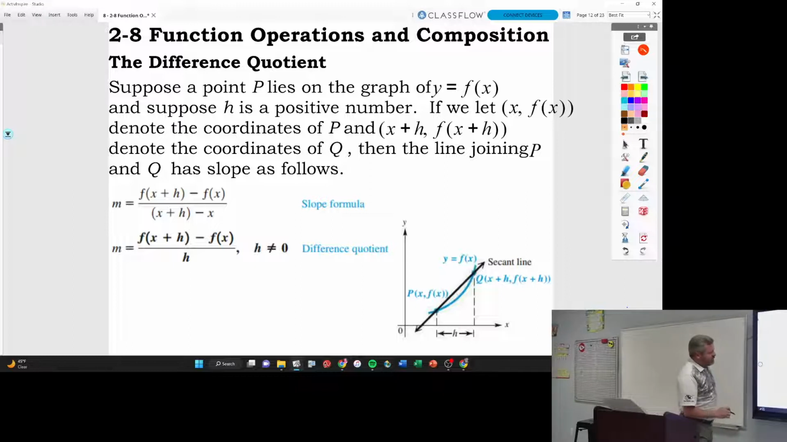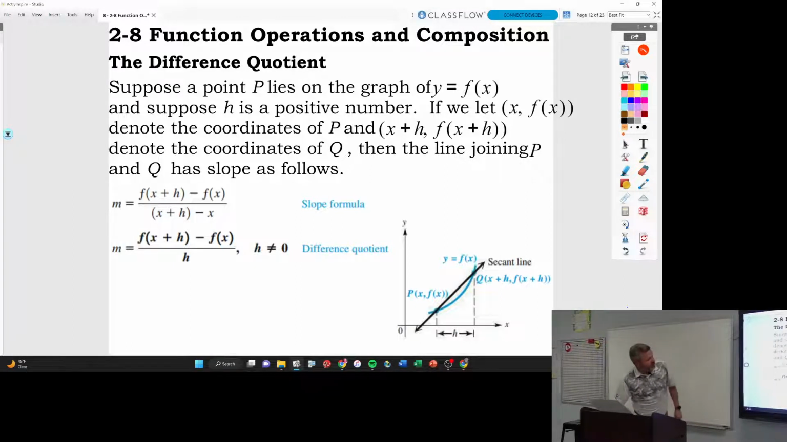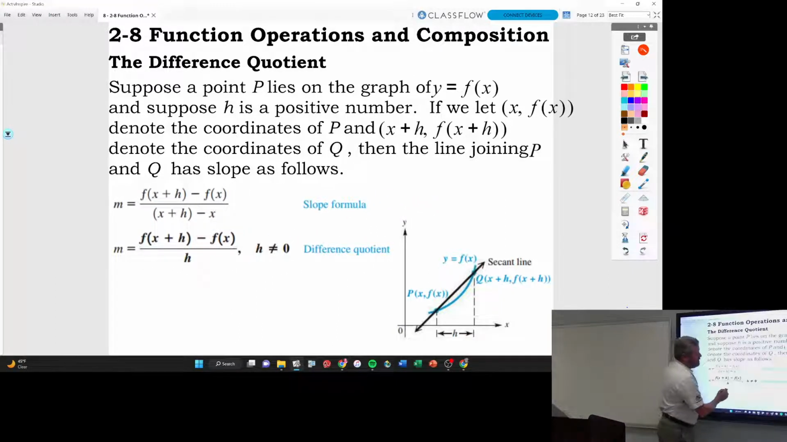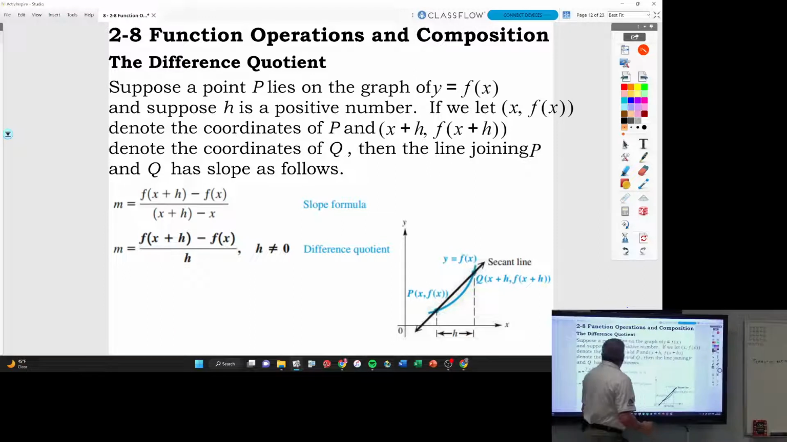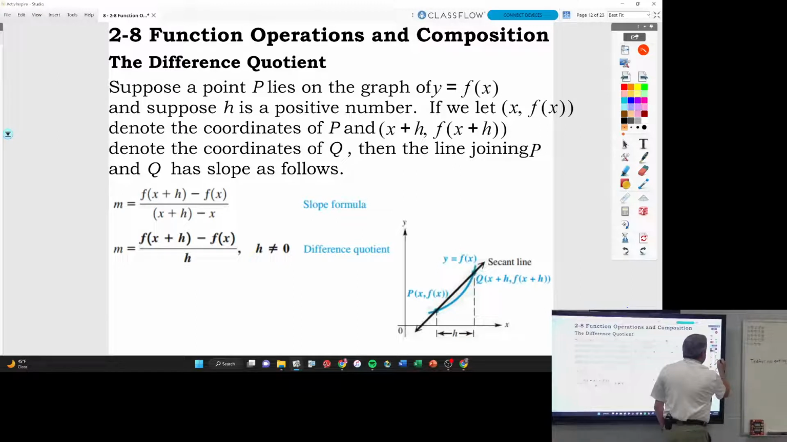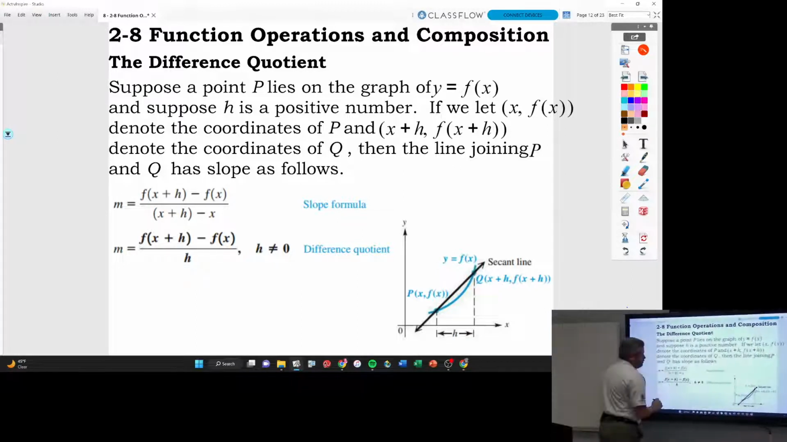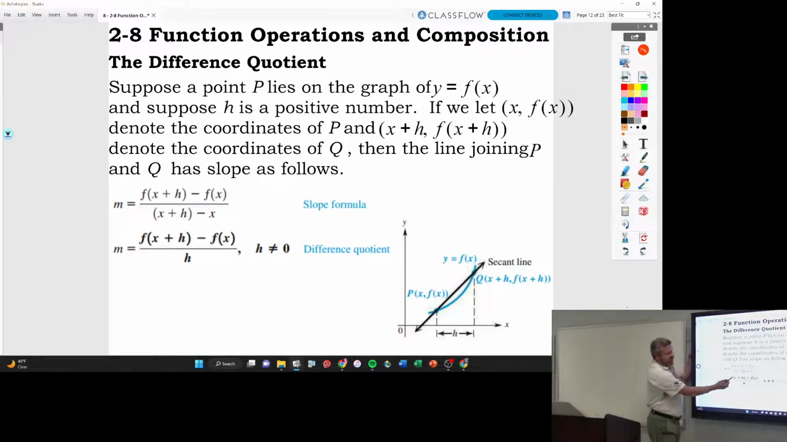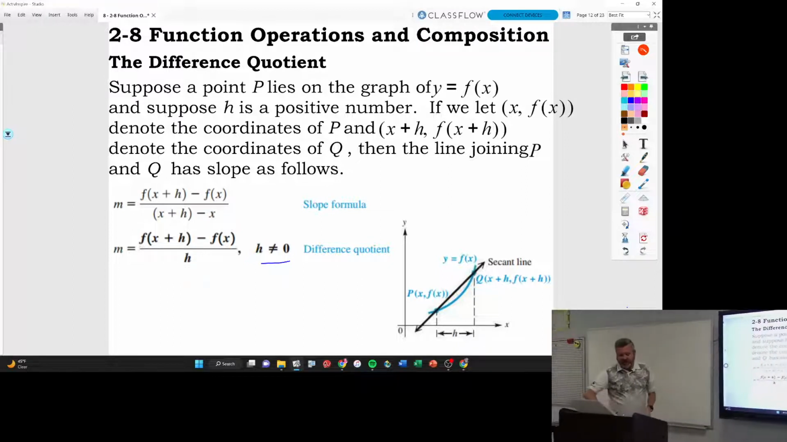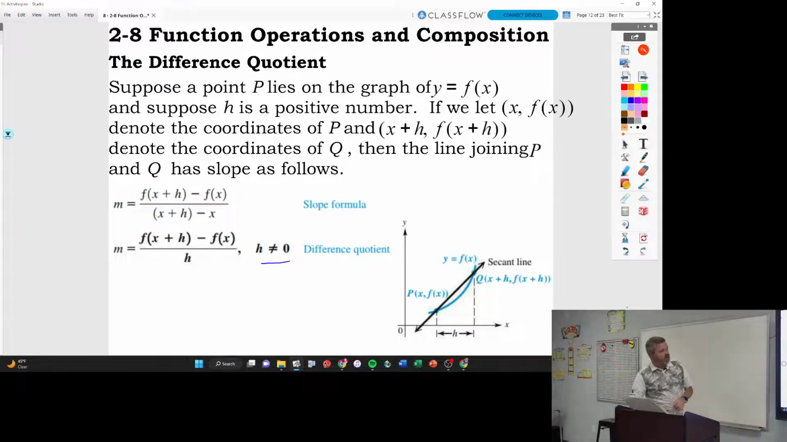So the difference quotient is right there on the screen for you. That is your difference quotient. It's the function evaluated at x plus h minus the function evaluated at some x value, divided by h. And right here it says h can't be 0. Again, that's because you cannot divide by 0.